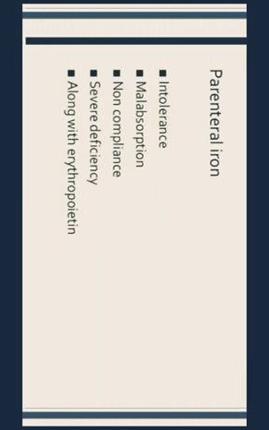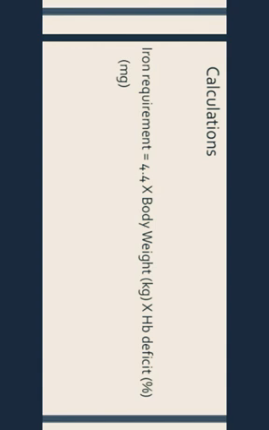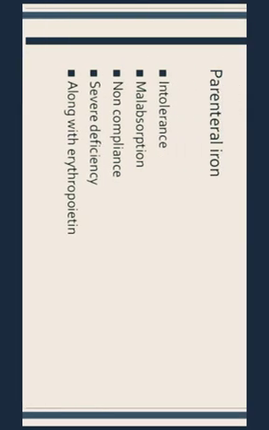Now we are going to study parenteral iron therapy. Parenteral iron therapy needs a calculation of the total iron requirement of the patient, for which several formulas have been advised. One formula is: iron requirement in mg equals 4.4 into body weight in kg, into the Hb deficit, which is the hemoglobin deficit in grams per deciliter. In that sense, we need to perform the calculation using this formula.